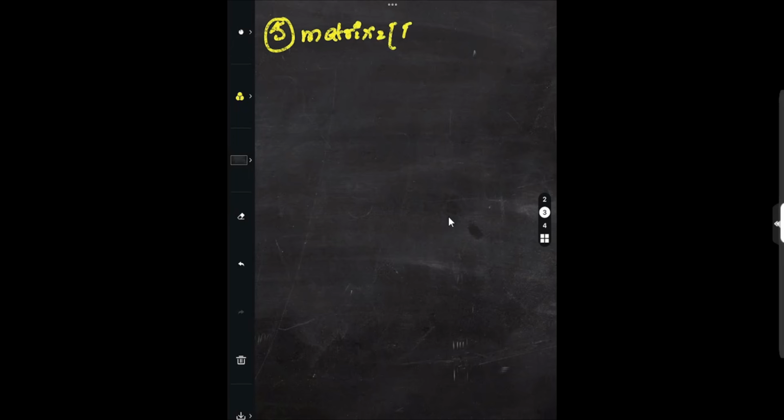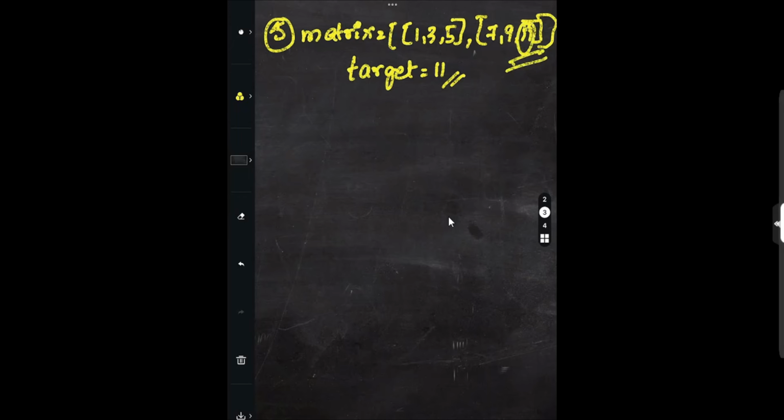So I'll just consider here the same example 1, 3, 5, 7, 9, 11 I considered, right? So this is fine. So target will be 11. Let's consider target as 11 here. So the output here will be true. If the target is the largest element, nothing but the last element, you can clearly see here, nothing but the 11, then we have to return true. Then the output will be true here.